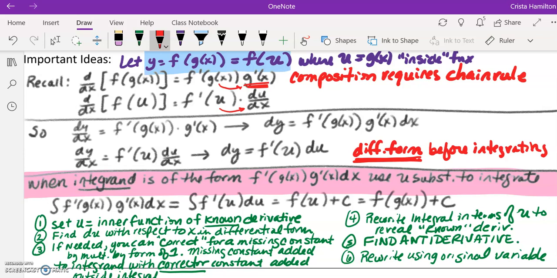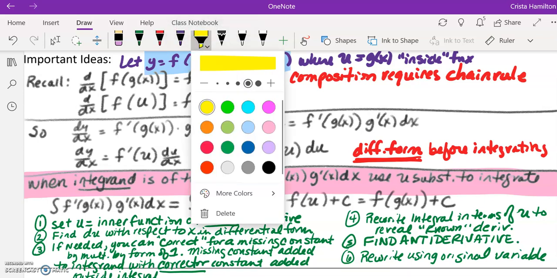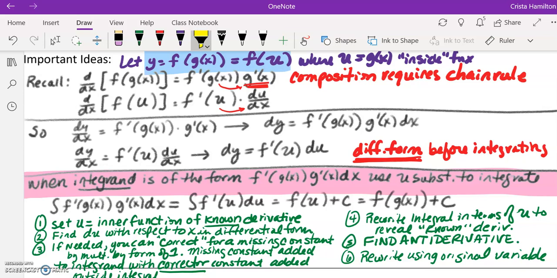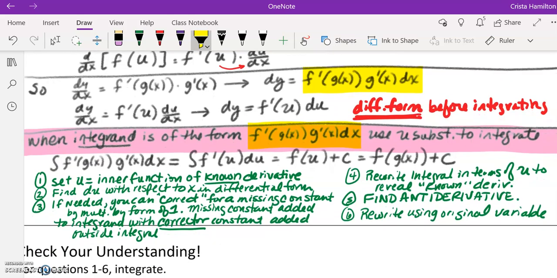So if we rewrite these known derivatives of chain rule into their differential form, then what that is telling you is that when we look for an integrand, like how do we know that we're going to do this chain rule or U substitution method, we're looking for an integrand that is of that form. So when the integrand looks like it would be a chain rule problem, we can use U substitution to integrate. And we can use that U substitution when we are of the correct form, and the only thing that we can be missing is a constant.